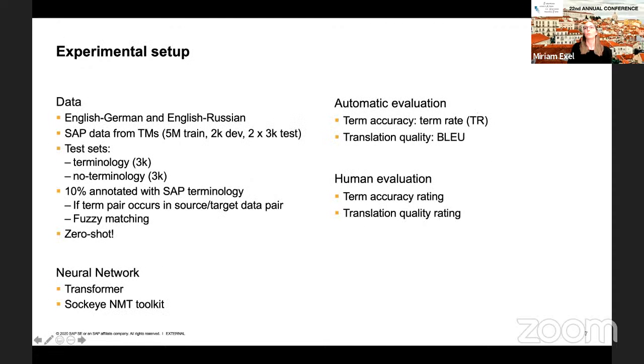So, our setup. We have experimented with 2 language pairs, English-German and English-Russian. Both target languages are relatively morphologically rich, because we wanted to see whether the approach can indeed produce correctly inflected forms, which was what they had reported in the original paper and which we are interested in. For data, we used our usual SAP corpora data that comes from our translation memories. We evaluated on 2 specifically created test sets, one containing at least 1 annotated term in each segment and 1 without terminology at all, as a sanity check.